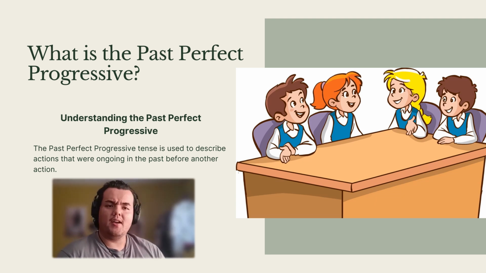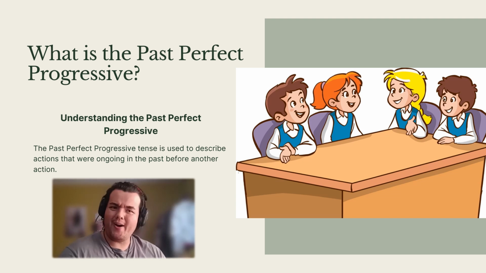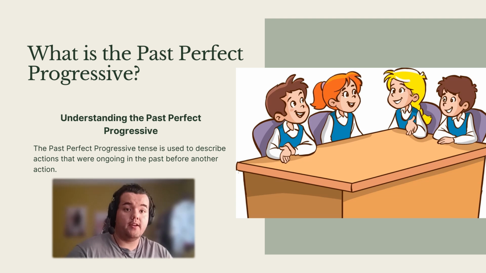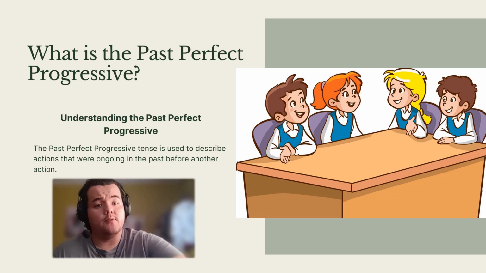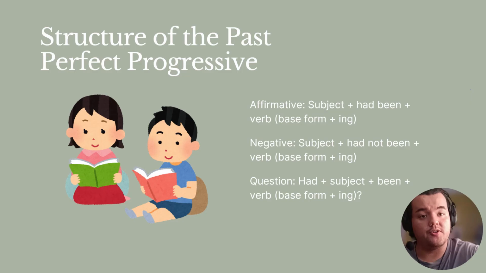So I'm going to talk about the past perfect progressive. And what is it, or what is the past perfect progressive? It is a sentence or tense. It is used to describe actions that were ongoing in the past, that you did in the past before another action. In this case, we're going to see our structure over here.